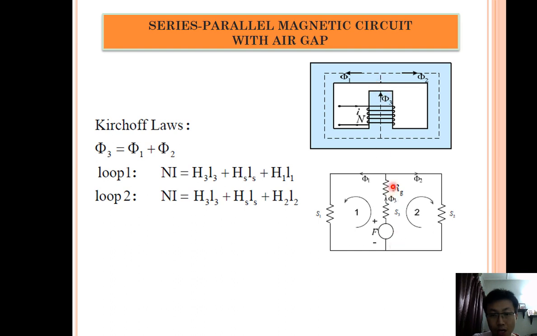Then loop 1, Ni will equal H3L3 plus HgLg plus H1L1, where another reluctance is the air gap g. Then second loop, Ni equals H3L3 plus HsLs plus H2L2.